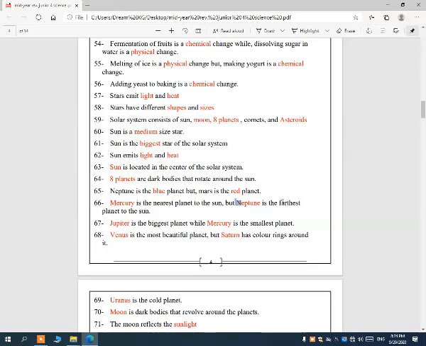But Neptune is the furthest planet. Which is the very far planet from the sun? It is Neptune. Neptune is the furthest planet.